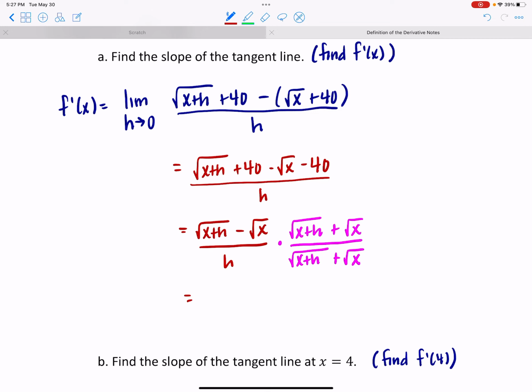In the numerator, I'm going to end up with radical x plus h times radical x plus h. So think about what we're doing here. That's radical x plus h squared, right? So the square and the square root are going to cancel. That means I'm going to be left with an x plus h.